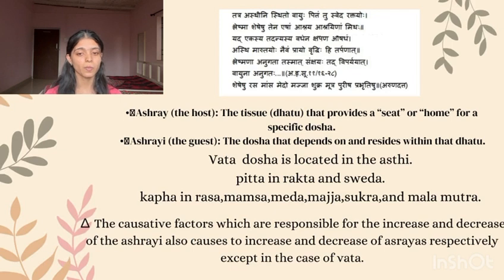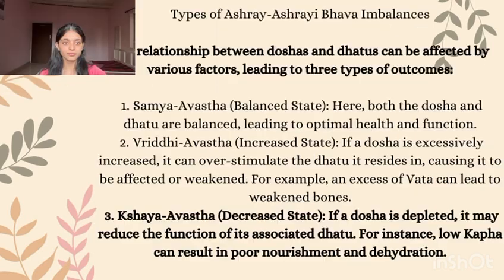and sveda. The causative factors which are responsible for the decrease or increase of the ashrayas also cause increase and decrease of ashrayees respectively, except in the case of vata. For example, if vata increases, then asthi decreases. If pitta increases, rakta and sveda also increase. If pitta decreases, then rakta and sveda also decrease. Similarly, if kapha increases, then rasa, mamsa, meda, majja, shukra and malamutra also increase.